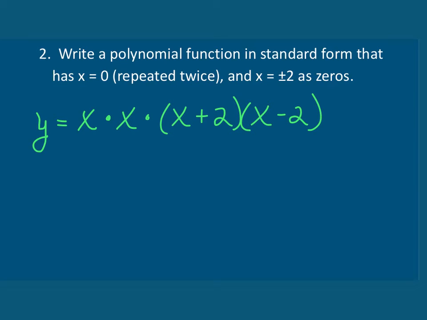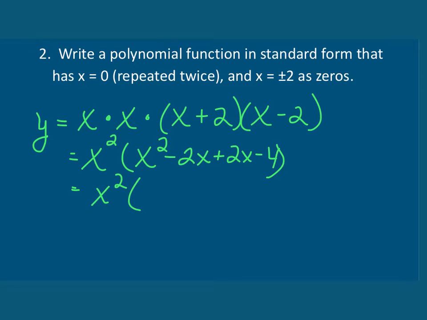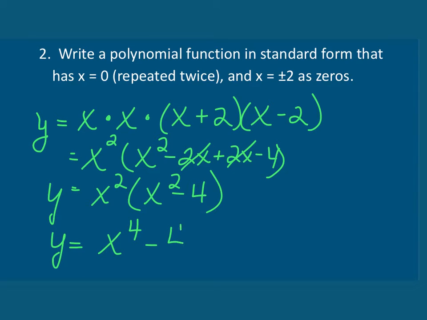So now we're going to multiply this together. So x times x is, of course, x squared. And I'm going to multiply the two binomials together, would give me x squared minus 2x plus 2x minus 4. So combining the like terms would give me just x squared minus 4. And then I'm going to distribute the x squared out front. So this would be x to the fourth minus 4x squared. So notice that this is a quartic function. And because it has 4 zeros, our degree is matching the number of zeros.